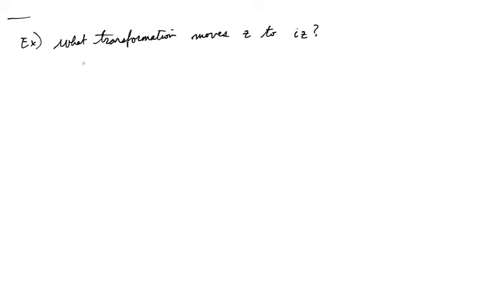Okay, what transformation moves the complex number z to the complex number iz? Alright, let's think about what this means. So we're taking z, we're going to multiply it by i, and we need to describe the transformation that takes place when I go from z to iz. Okay? So let's think about what is happening here.